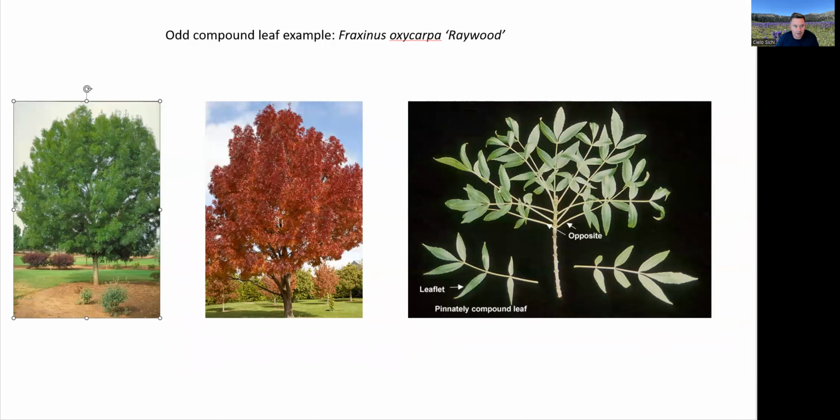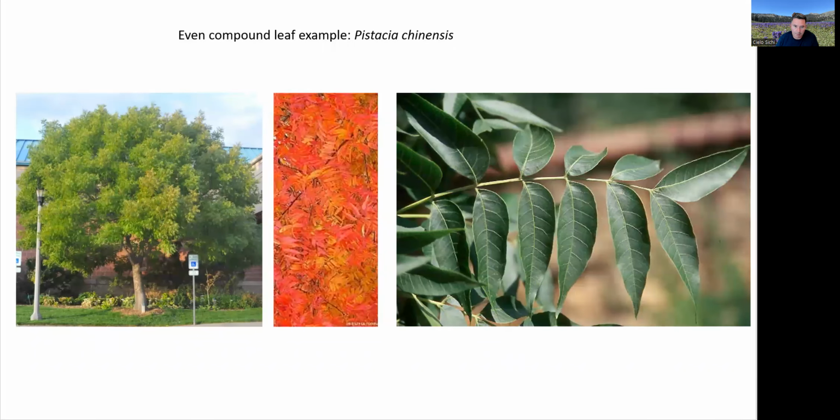Example of an even compound leaf, we've got Pistacia chinensis, the Chinese pistachio. This is what the tree looks like in spring and through summer. This is why people love it, because in fall it just blazes. And then here, what do we got? We've got an even pinnately compound leaf. So, example of even pinnately compound leaf.